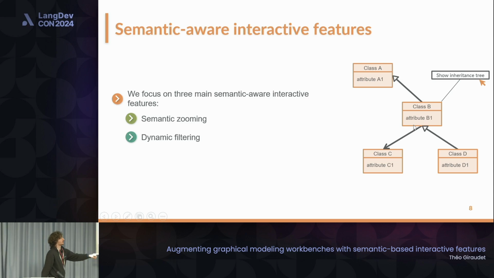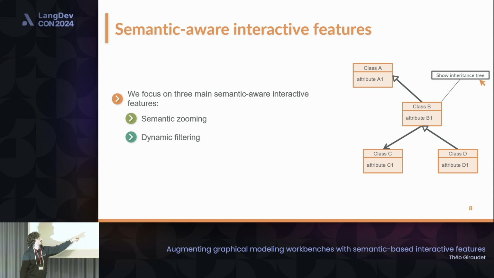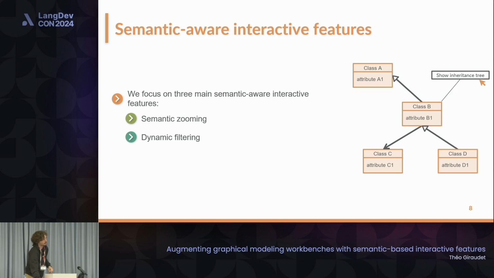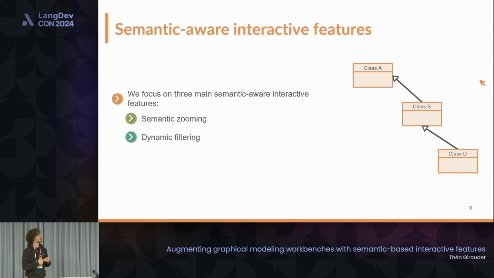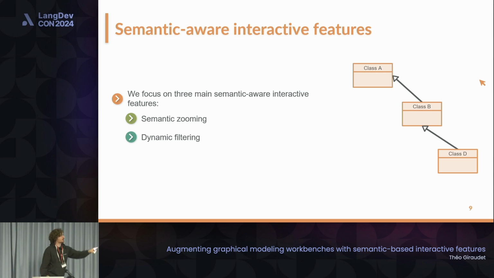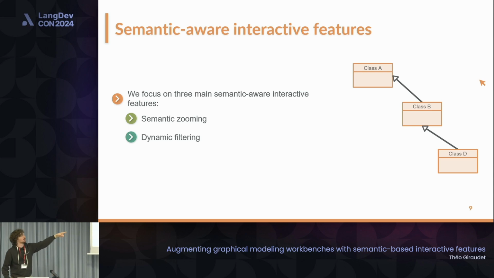We have here a kind of class diagram model with inheritance relation. And so the dynamic filter, when I click on this button, will hide all the elements that are not relative to the inheritance tree of the class B element. So this is specific to a focus element. Here we focus on the class B.